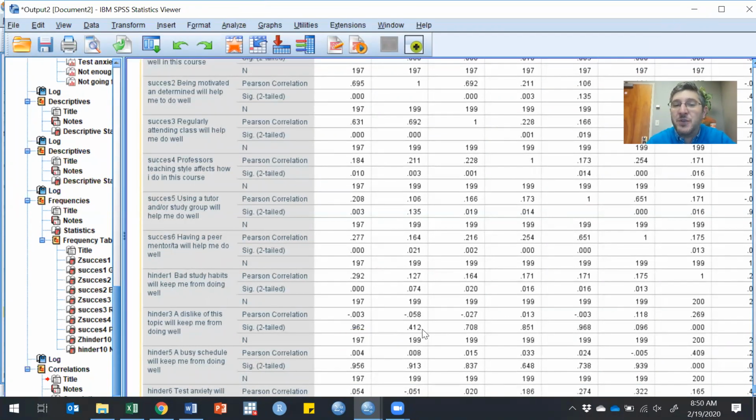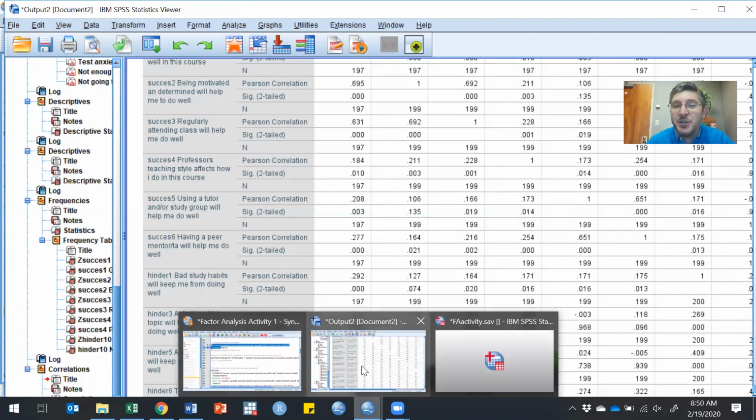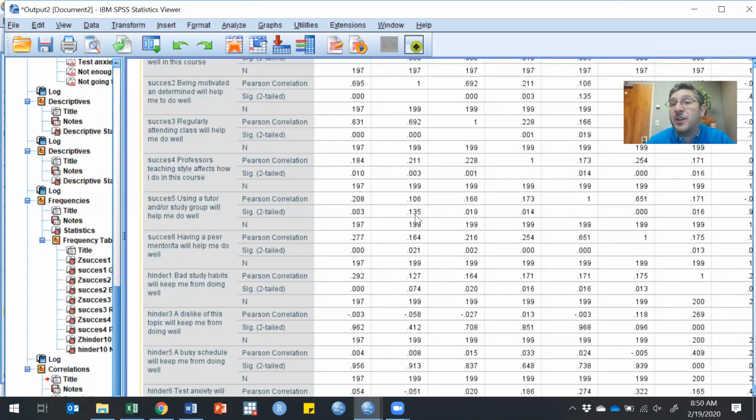You could also do it if you had some variables, and I don't think we do in this data set, where the items are negatively worded, so where strongly disagree would be a positive thing. You could recode those before you run the factor analysis, but it's not necessary.